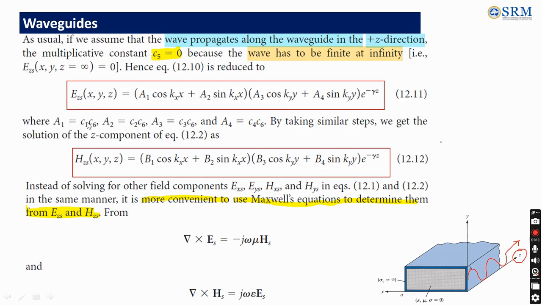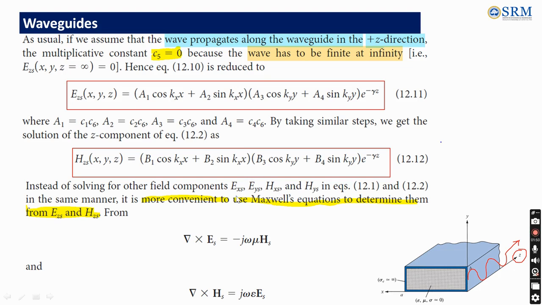So we are now changing the constants C1 to C6 now to A1 to A4. So these are the values for A1, A2, A3 and A4. So by taking similar steps for the electric field, we are going to find the Z component for the magnetic field. Okay, Z component for magnetic field. So the same expression we have to write, but only the constants have to be changed from A to B. Rest remains the same. So out of the six wave equations for the rectangular waveguide, we have found two.